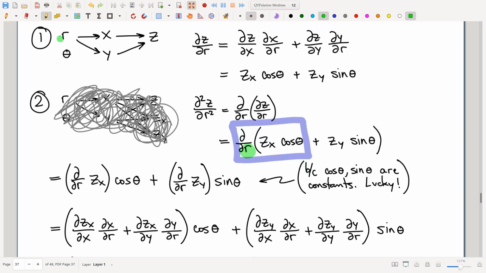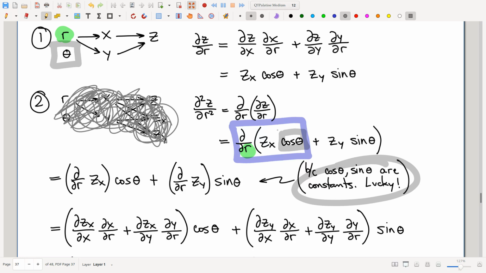So if r is my variable, what that means is that theta is a constant. And if theta is a constant, that means sine theta and cosine theta are constants. And so we have here in this cosine theta a multiplicative constant.